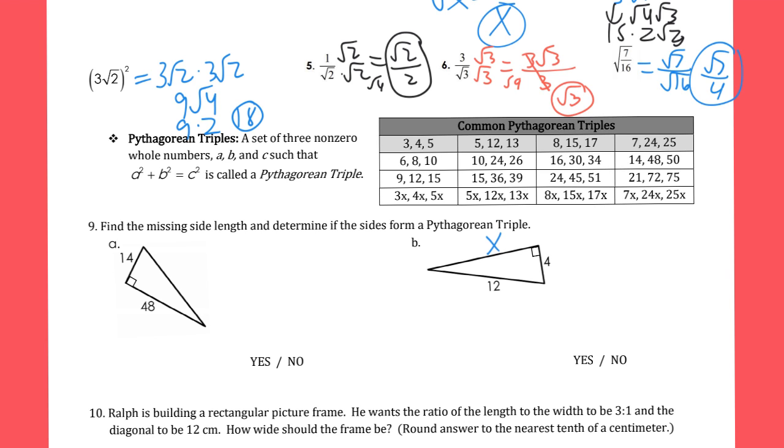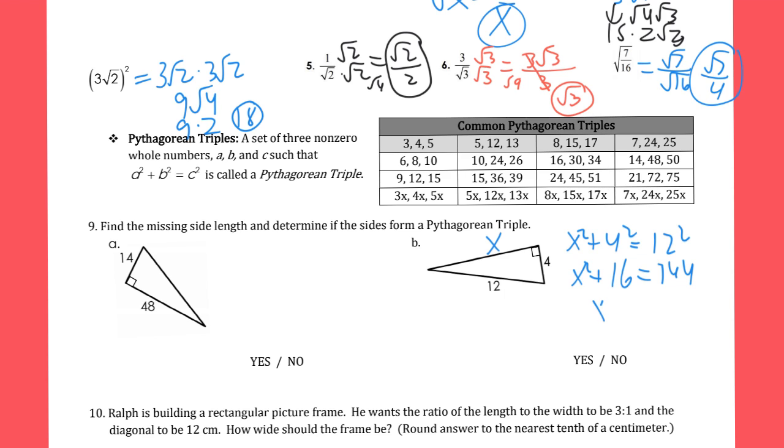And so to get your Pythagorean theorem, you go x squared plus 4 squared equals 12 squared. The legs that get squared and added together are going to be the sides that meet at the right angle. And so you get x squared plus 16 equals 144.